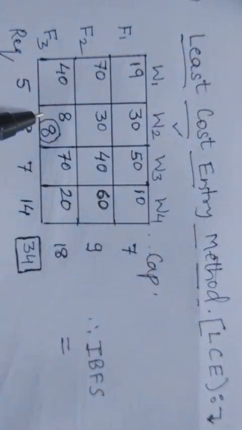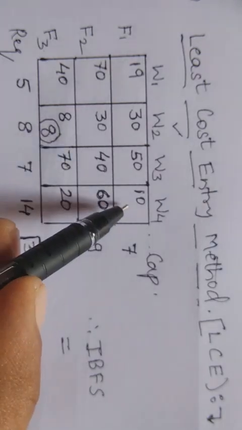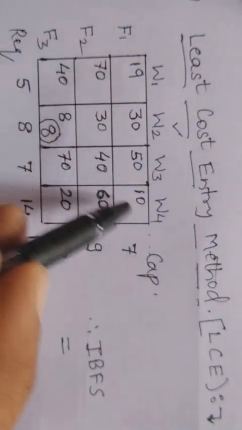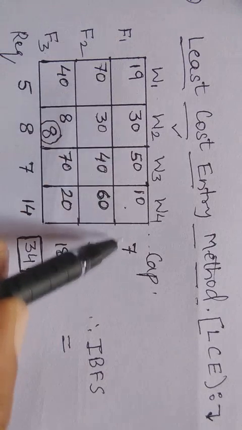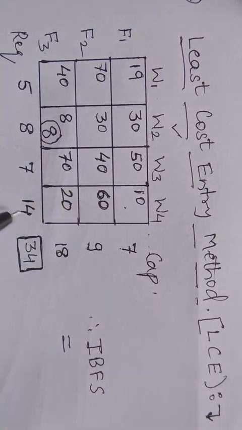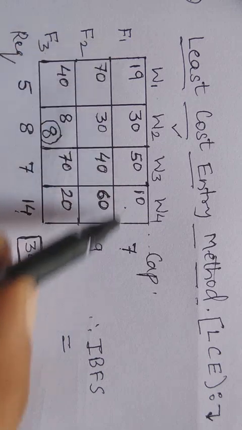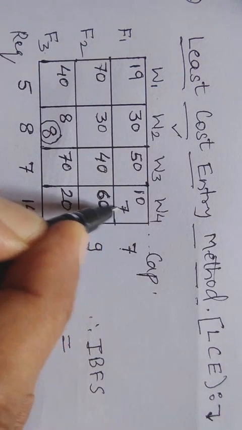What is the next least after 8? 10. So 10 means F1, W4. F1 can supply 7. W4's requirement is 14. But it will take 7 from F1.